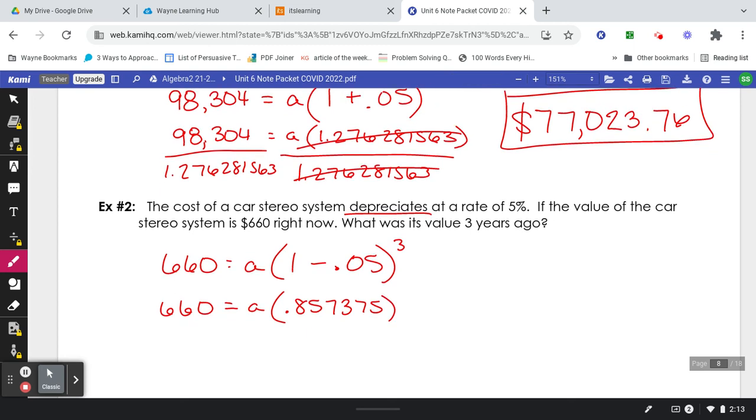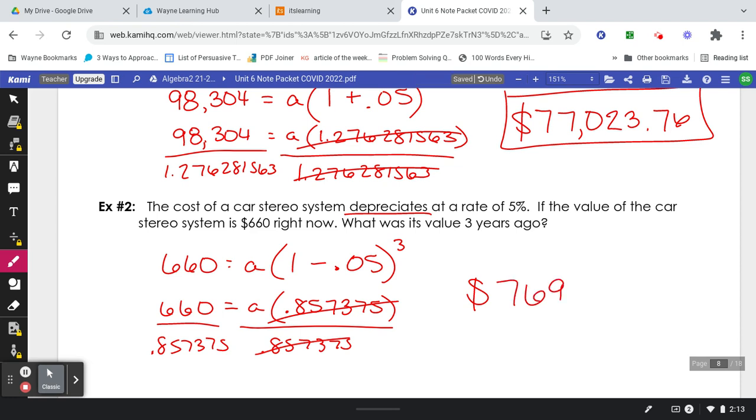I got that. Then I want to get A by itself, so I divide by that decimal. Again, in your calculator, you could use the answer button. Those cancel. You take 660 divided by 0.857375. Round to 2 decimal places because we are talking about money still. $769.79.